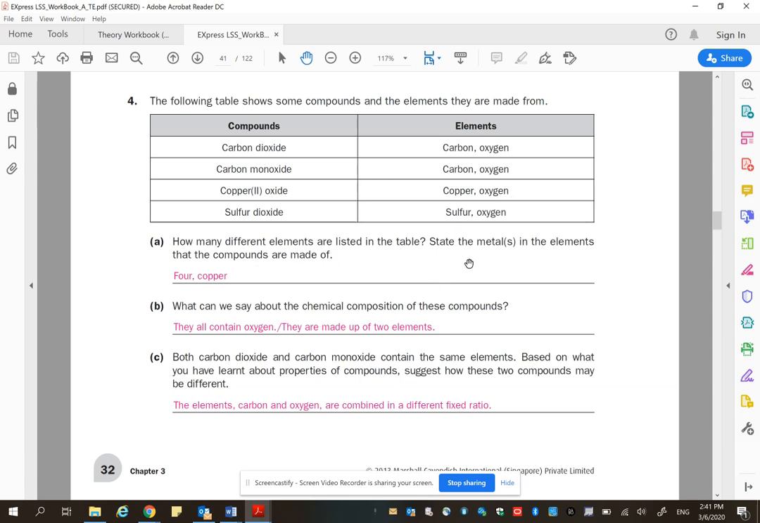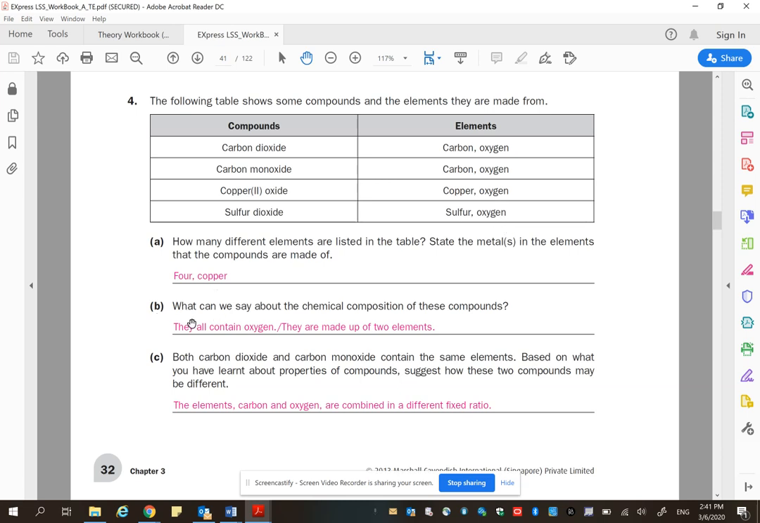Then they say state the metals. Out of these elements, carbon, oxygen, copper, and sulfur, which ones are metals? If you look at the periodic table, it's actually copper. Copper is the metal. The rest are non-metals.